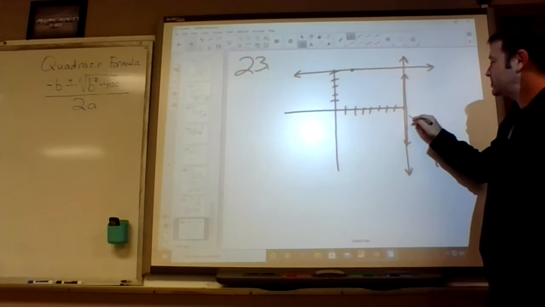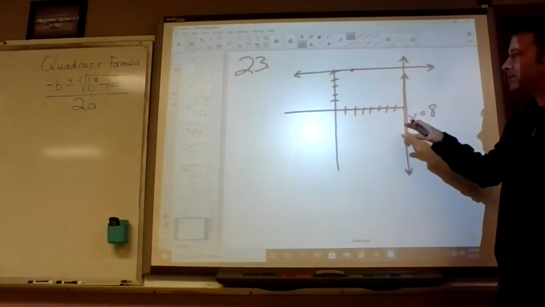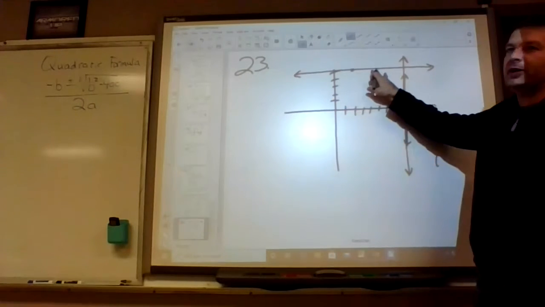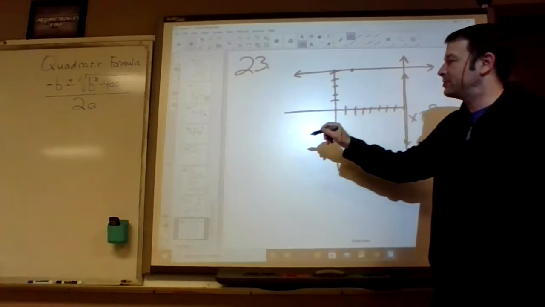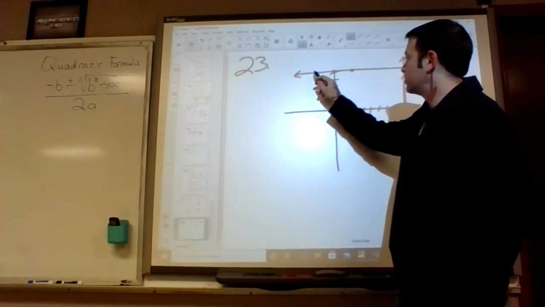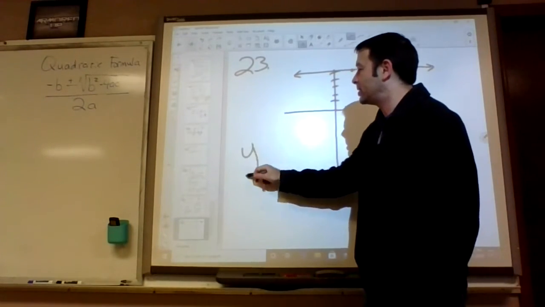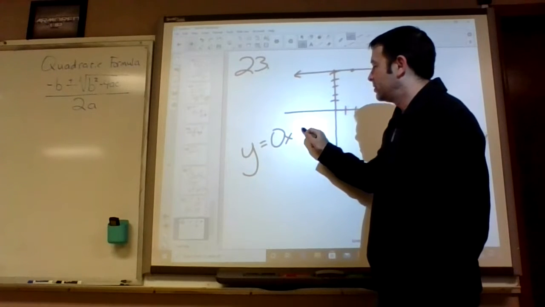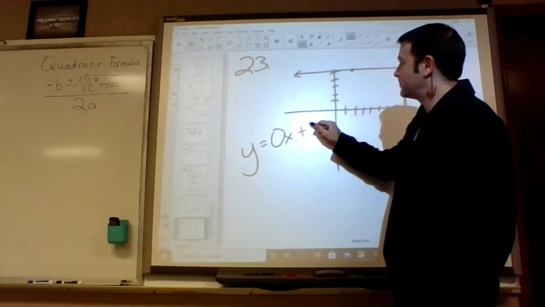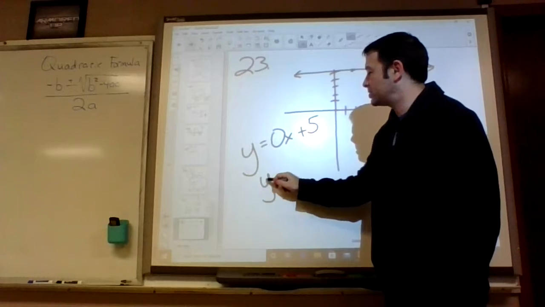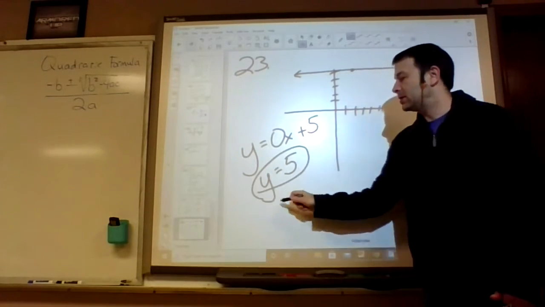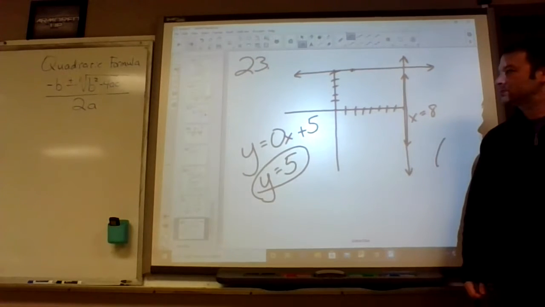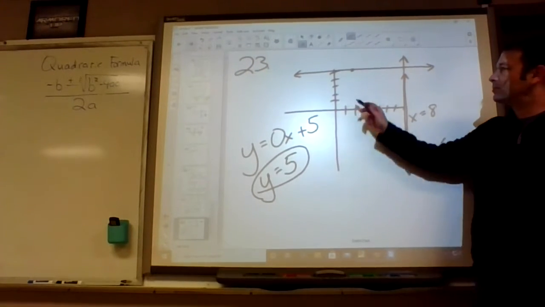Okay, this line was x equals 8. This one is y equals 5. We're not using y equals mx plus b anymore. The slope is 0, you could say, and the y-intercept is 5. So really it's just y equals 5. Is that the answer? Yes. You're sure? That's it? Wait, what happened to the 2 though? Well, it's right there, 2, 5.